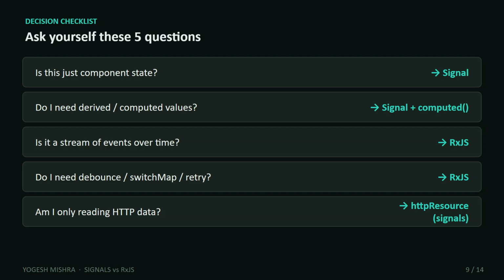Is it a stream of events over time? Then use RxJS. Do you need debounce, switch map, or retry? Again, use RxJS. Are you only reading HTTP data? Then HTTP resource is the best option. If you follow this small checklist regularly, most of the confusion around signals versus RxJS will disappear.